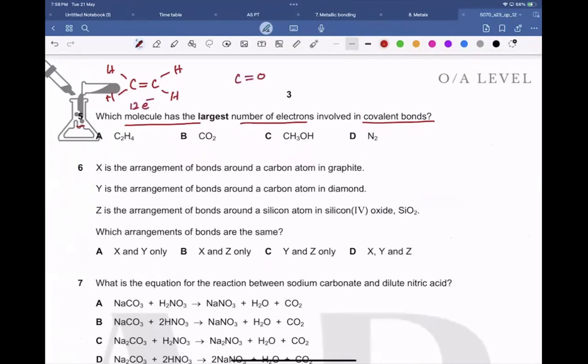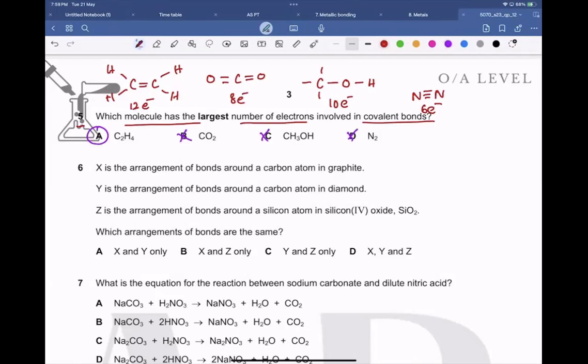In carbon dioxide, it is like this. So there are 4 bonds, which means 8 electrons are involved in the bonding. CH3OH. So if you count 3, 4, 5, 5 bonds, which means 10 electrons are involved in the bonding. A triple covalent bond, which means 6 electrons are involved in the bonding. So the most number of electrons are in C2H4. So A is the correct answer.